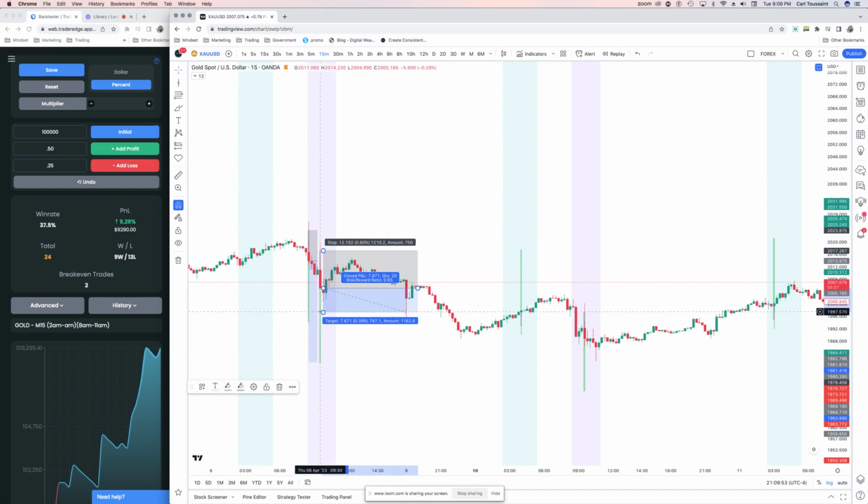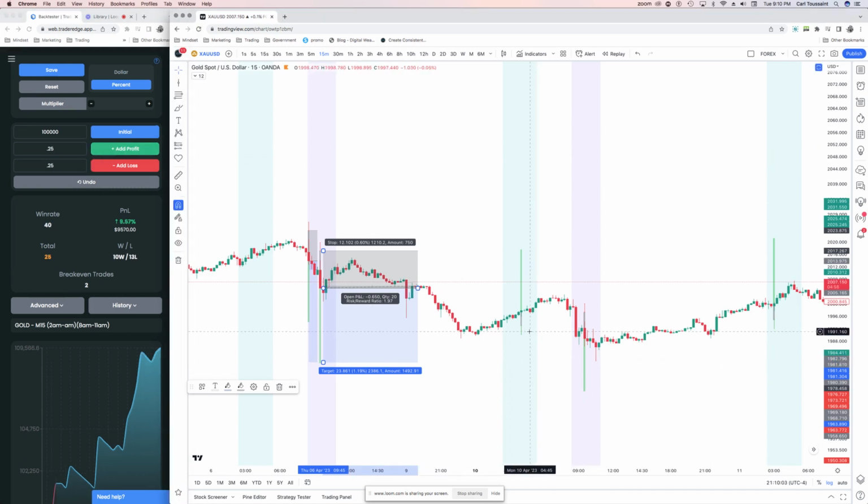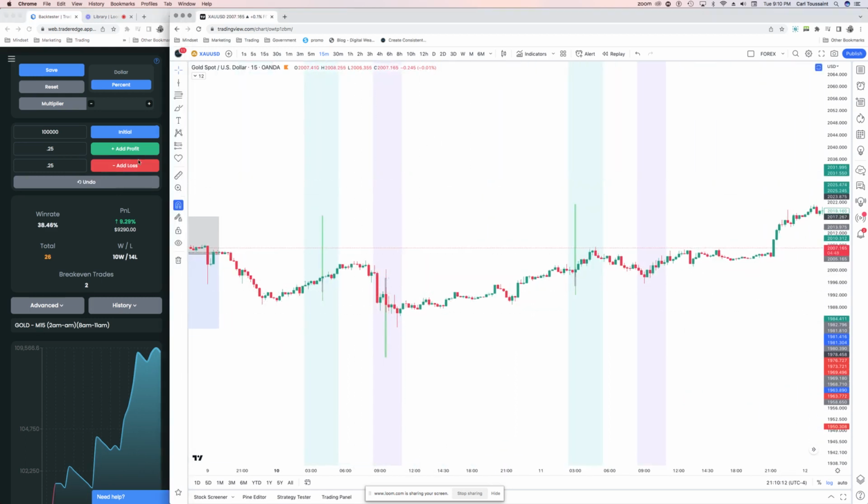All right. This next trade right here, stop loss right there, and price got to here once again. So we're going to do 0.25, add. This trade is a loss. This trade is a loss.